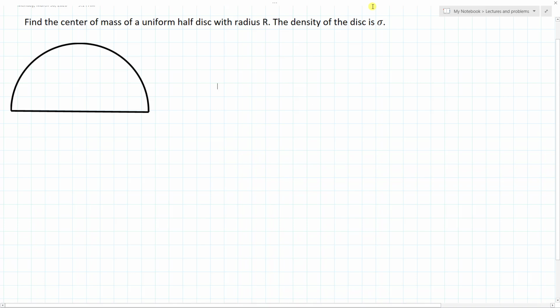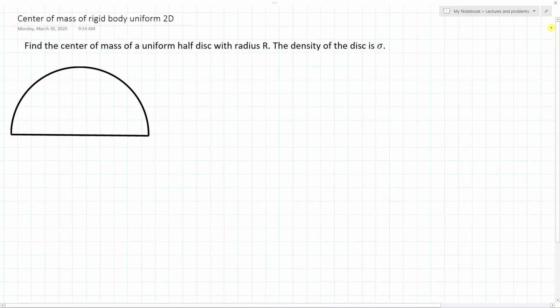Okay, so let's do a problem with a uniform body, but in 2D. So we're looking at a half uniform disk with radius r, and the density of the disk is sigma. That sigma is kilograms per square meter, so it's mass per area compared to mass per length in 1D. Before we do any calculation, we should use our symmetry argument to see where the center of mass should lie.